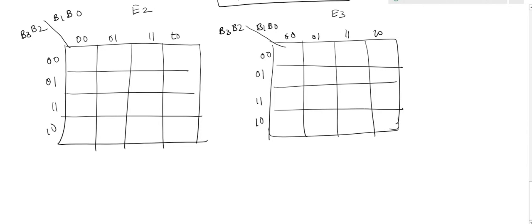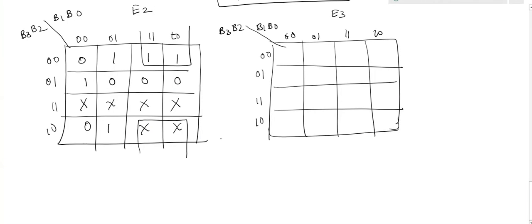Now after plotting the E2 column of the truth table onto the K map, the K map for E2 looks like this: 0, 1, 1, 1, 1, 0, 0, 0, then 0, 1, and the remaining cells are don't cares. Now we'll try for the octet. Octet is not possible. Then we'll try for the quad. We can make a quad of this group and this group.